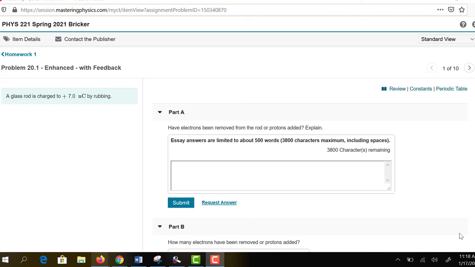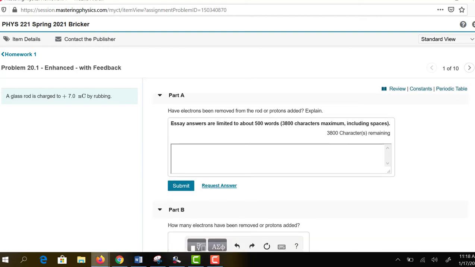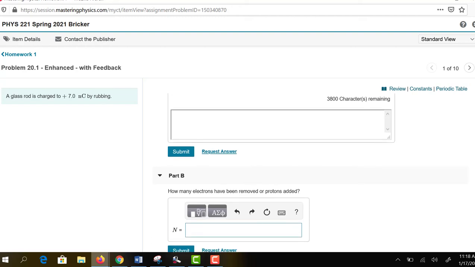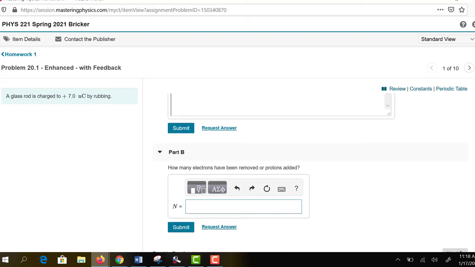A glass rod is charged to plus 7 nanocoulombs by rubbing. Have electrons been added, have electrons been removed from the rod, or protons added? I'll leave that to you to answer. Just keep in mind electrons are the charge carriers that are more easily removed or added. So that sort of gives you an idea about that question.